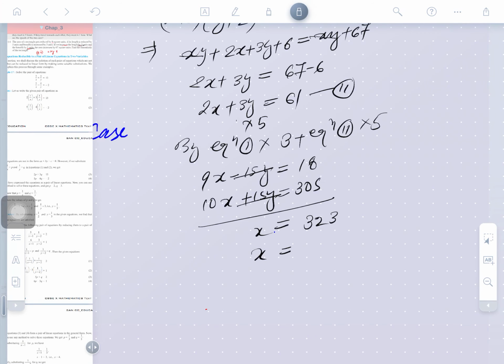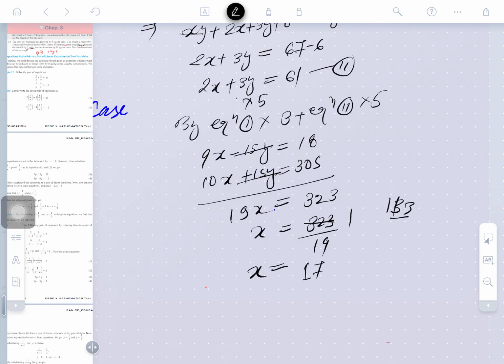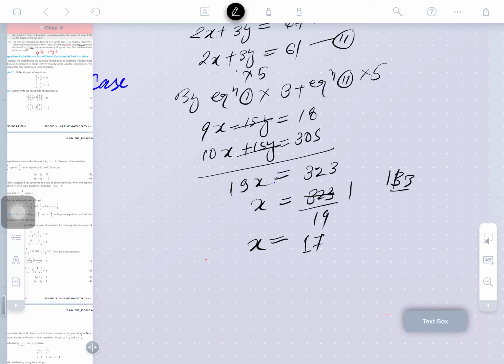So x is equal to 323 divided by 19. So 19 1s are 19. What's left here? 13 left here. And again 13. So x is 17. You check the division here. So x is equal to 17.